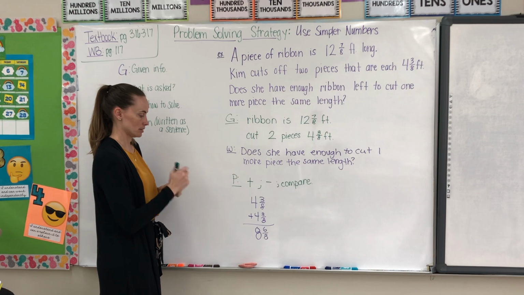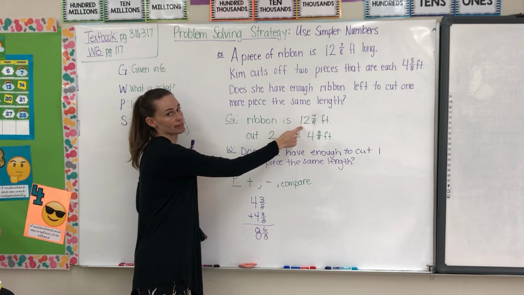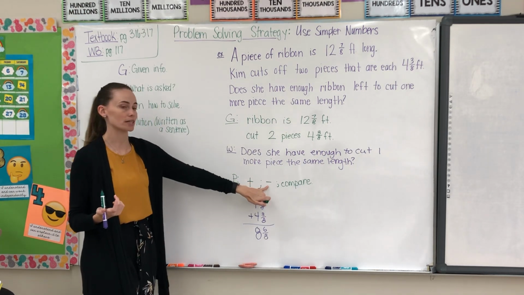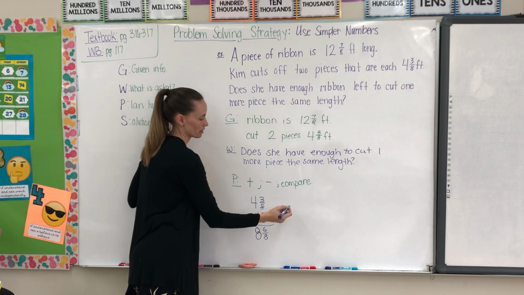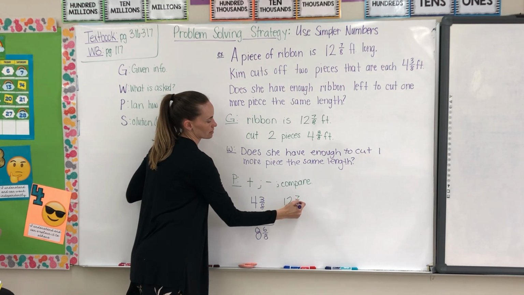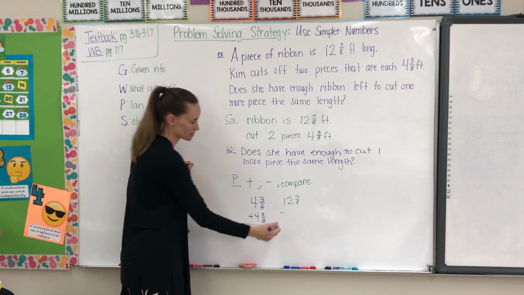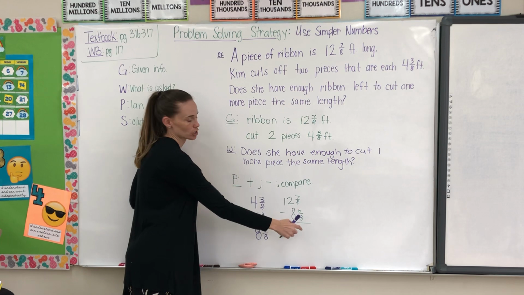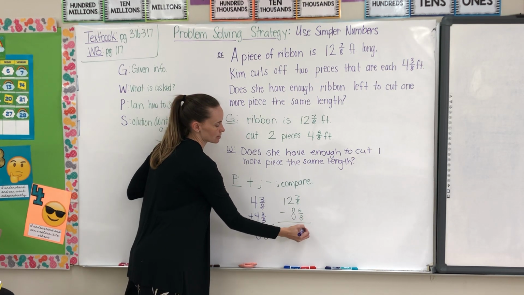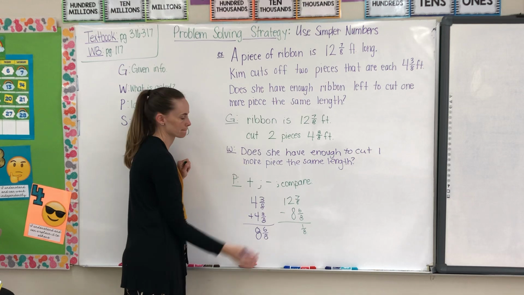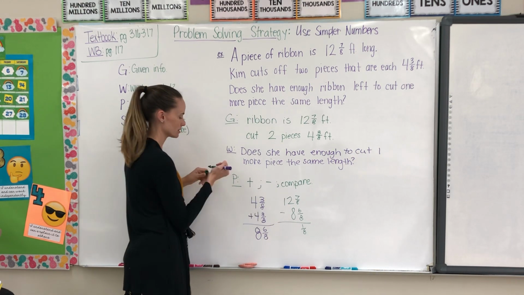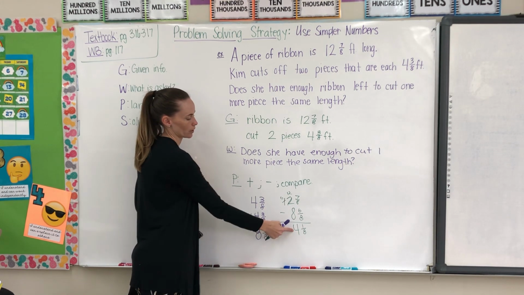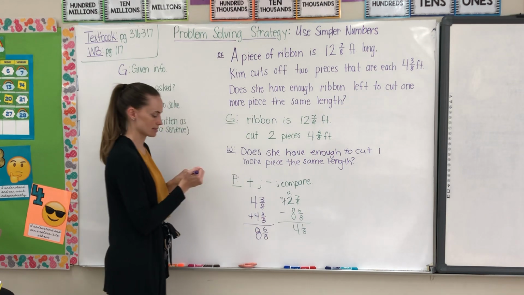Okay? Now, remember she started with this much, 12 7/8. So we have to figure out how much is left. So we're going to subtract what she started with, 12 7/8, minus what she cut, the 8 6/8. Okay, we subtract the fraction first. 7/8 minus 6/8 is 1/8. 12 minus 8 gives us 4. So we're left with 4 1/8 left.